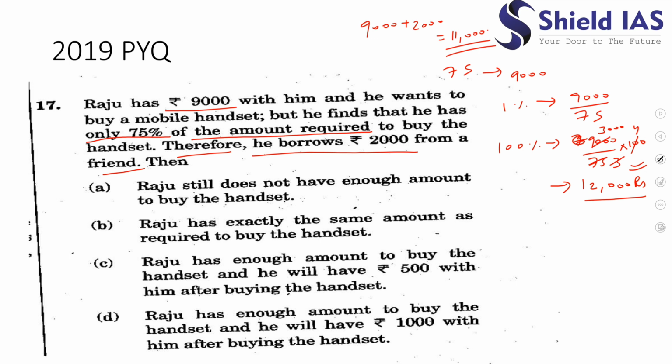So what does option A say? Raju still does not have enough amount to buy the handset. This is correct. Raju has exactly the same amount as required to buy the handset. No, it is wrong. Raju has enough amount and will have 500 left after buying. No. Raju will have 1000 rupees left after buying. No. So the correct answer would be A.